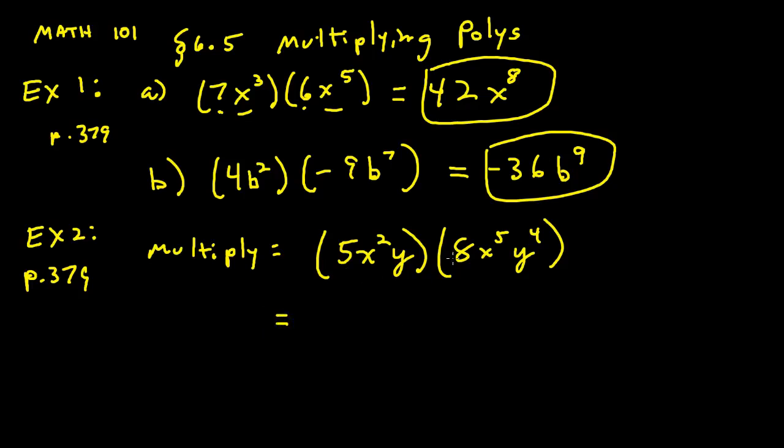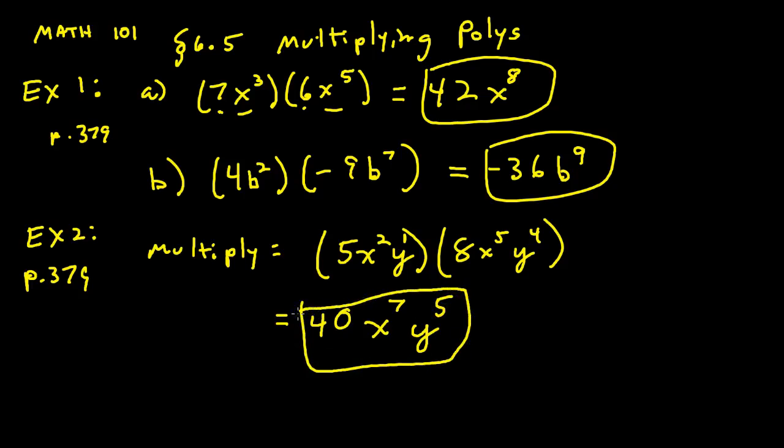Let's multiply the coefficients. 8 times 5 is 40. Powers of x, x squared times x to the fifth is x to the seventh power, and y times y to the fourth. Don't forget about the invisible exponent here. Y is just y to the first power. So y to the first times y to the fourth. We add the exponents, y to the fifth. Final answer, 40 x to the seventh, y to the fifth.